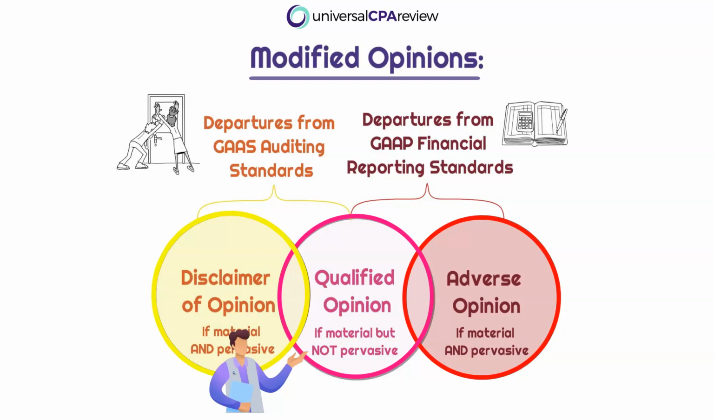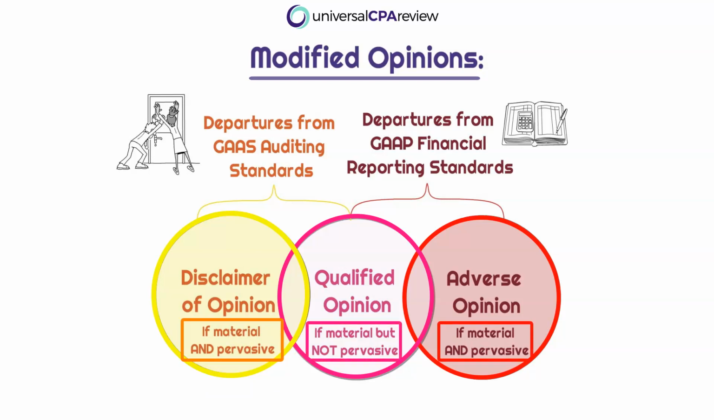So when would we issue this qualified opinion versus an adverse opinion or a disclaimer of opinion? What's key to keep in mind for both adverse opinions and disclaimer of opinions is that they will be issued if the misstatement is considered both material and pervasive, whereas qualified opinions will be issued if the departure is considered material but not pervasive.